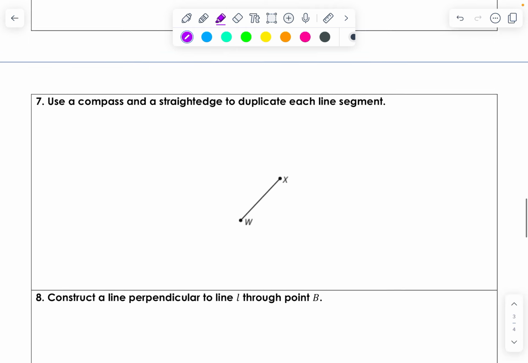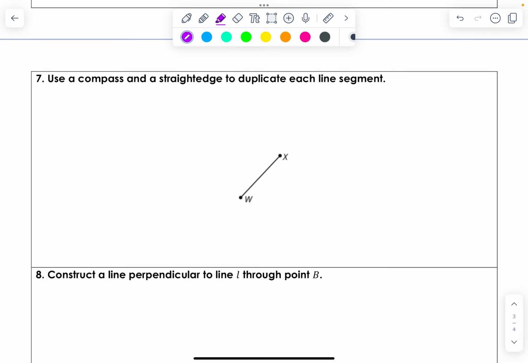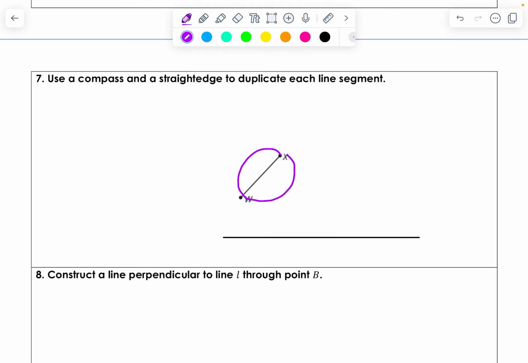Number 7. Use a compass and a straight edge to duplicate each line segment. Well, this line segment. I can't use a compass right now, so I'm going to have to use circles. I'm going to draw this here. All right, so what I'm going to do is draw a circle whose diameter is XW.